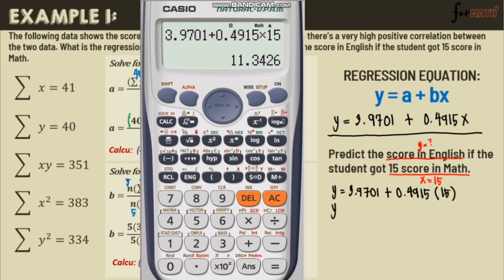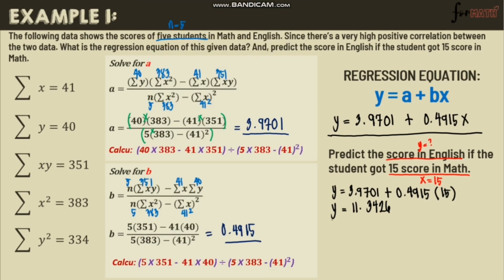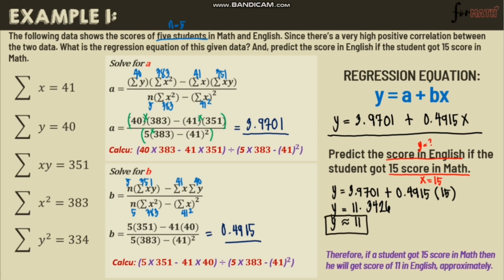So here we have y is equals to 11.3426. Okay? So, for the final answer, i-round off lang po natin yung y. So, magiging y is approximately equal to 11. Okay, therefore, if a student got 15 score in math, then he will get a score of 11 in English approximately. Okay? So, yan po yung ating use ng regression equation. Okay? So, let's have another example.